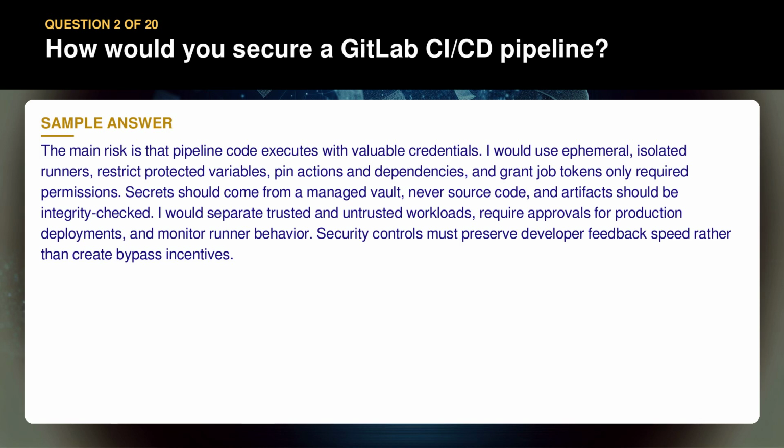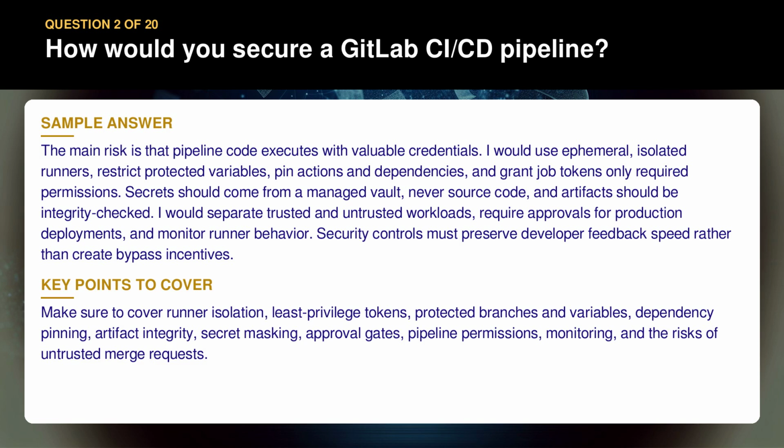I would separate trusted and untrusted workloads, require approvals for production deployments, and monitor runner behavior. Security controls must preserve developer feedback speed rather than create bypass incentives. Make sure to cover runner isolation, least privilege tokens, protected branches and variables, dependency pinning, artifact integrity, secret masking, approval gates, pipeline permissions, monitoring, and the risks of untrusted merge requests.